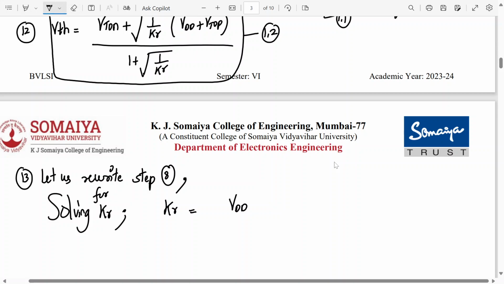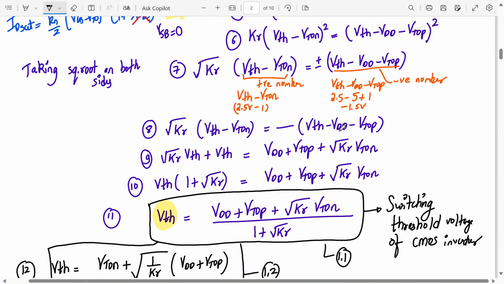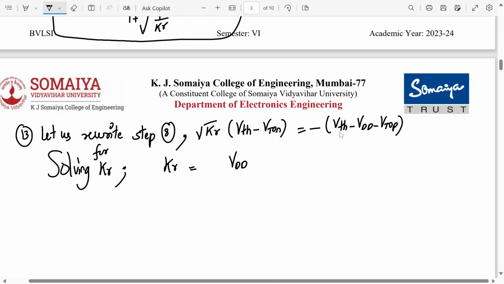So what is that? Root of Kr into Vth minus Vton is equal to minus of Vth minus Vdd minus Vtop. This step, right? Yeah, this is it. So that is what we will write now. Let's modify this further. So it is square root of Kr into Vth minus Vton is equal to Vdd plus Vtop minus Vth.